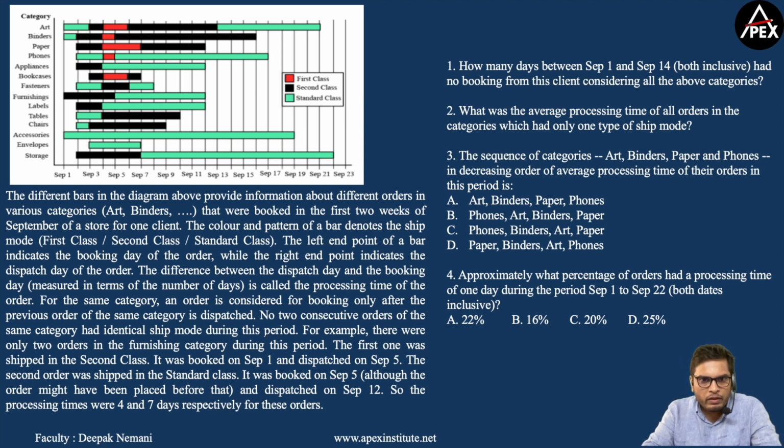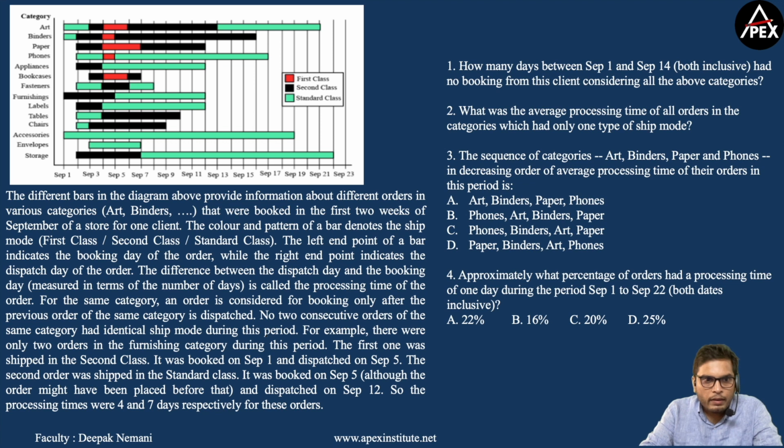And the difference between the dispatch day and the booking day, measured in terms of the number of days, is called the processing time of the order. And for the same category, an order is considered for booking only after the previous order of the same category is dispatched. No two consecutive orders of the same category had identical ship mode during this period. And we are also given an example to understand this data in a better way.